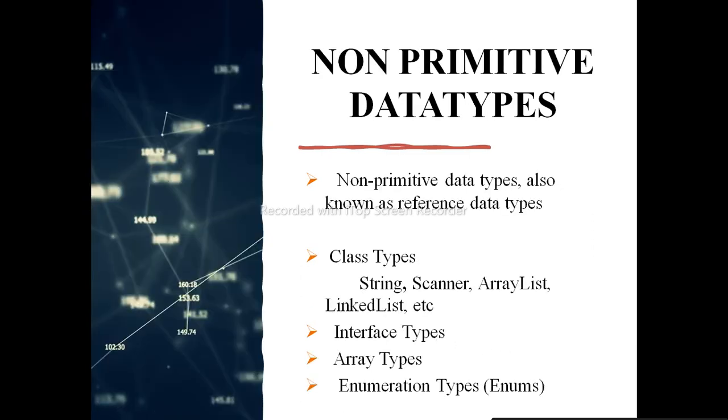And next is non-primitive data types. Non-primitive data types are also known as reference type data types. For example, all class types are non-primitive data types. They are user-defined data types. Examples: String, Scanner, ArrayList, LinkedList, interfaces, arrays, enumeration types, etc.